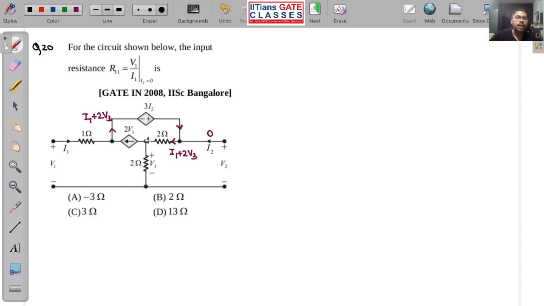Now this I1 plus 2V3, you can see 2V3 is flowing here, 2V3 is flowing in here. That means I1 is flowing here in this branch. To maintain my KCL from this branch, my I1 current will be flowing. Now what is V3? You can see V3 is equal to, according to Ohm's law, 2I1. So this is my equation number 1.